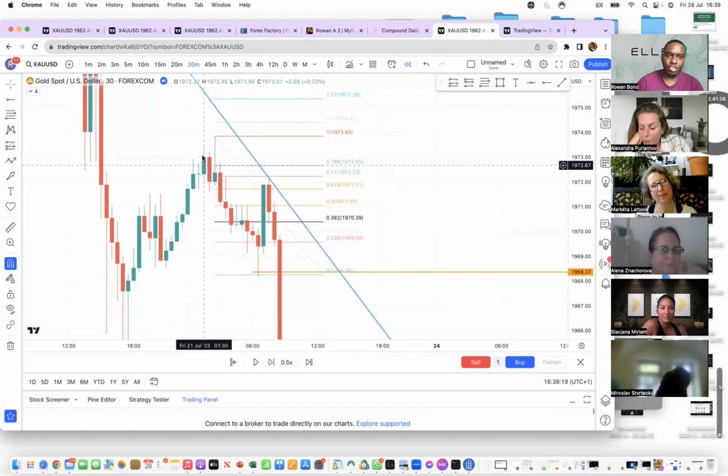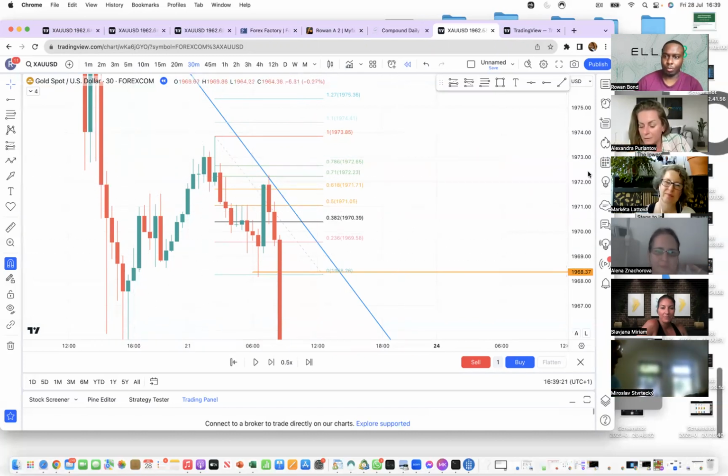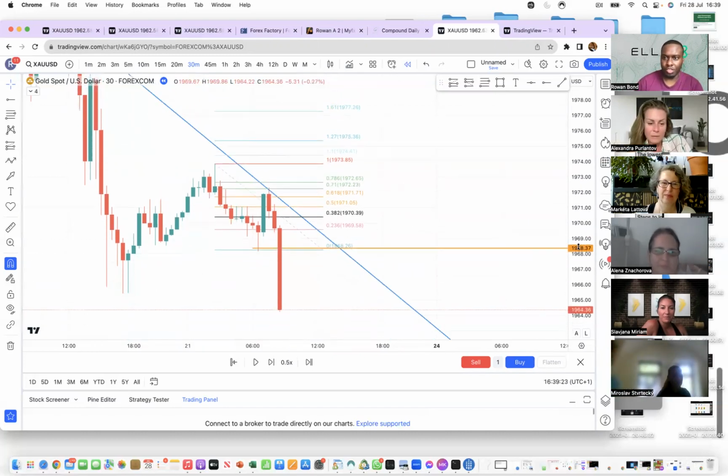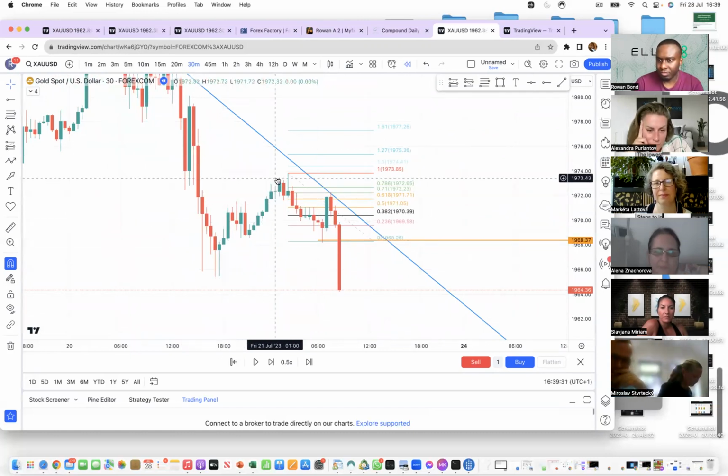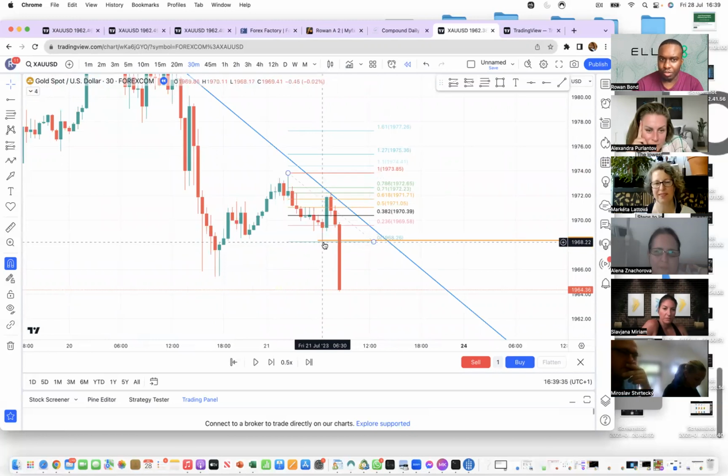Yeah, so you have to see it be creating the structure. So you have to see the structure first, then look for what we call the pullback or retracement. Then to continue selling.